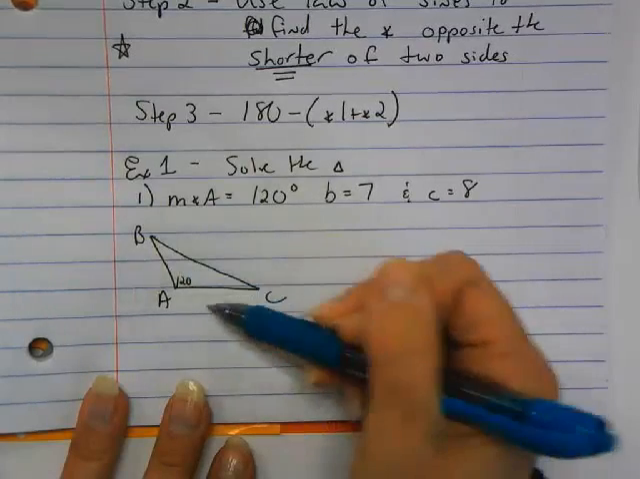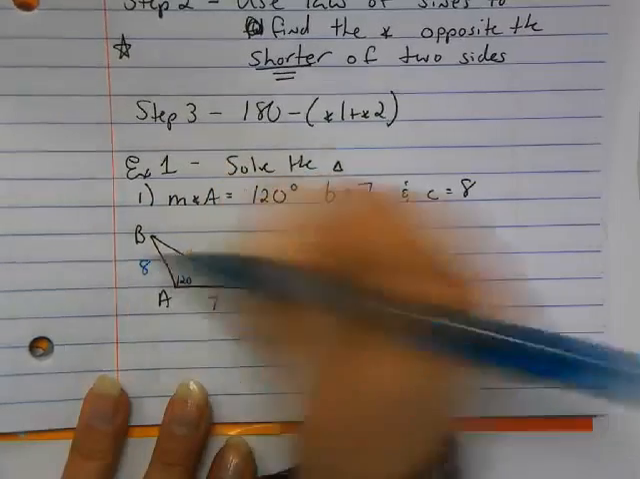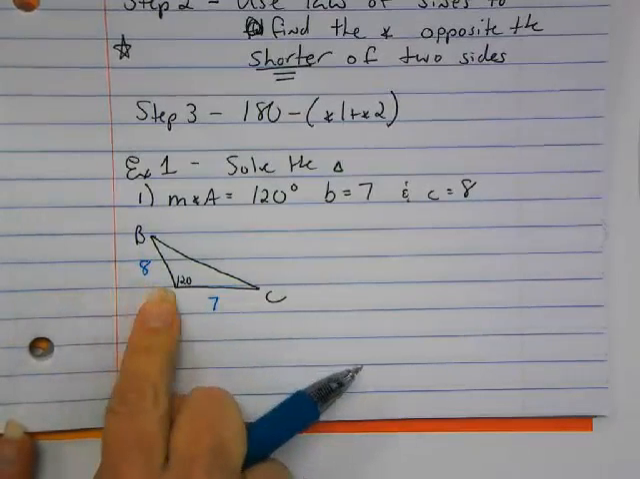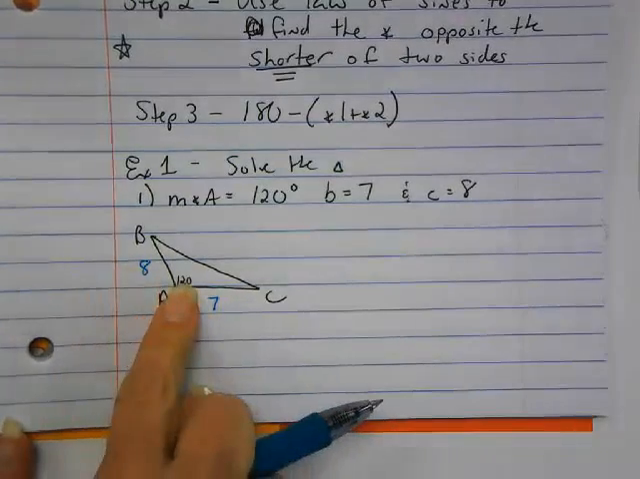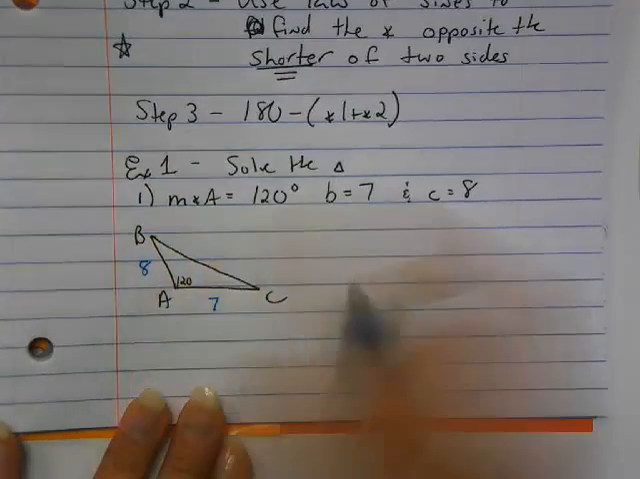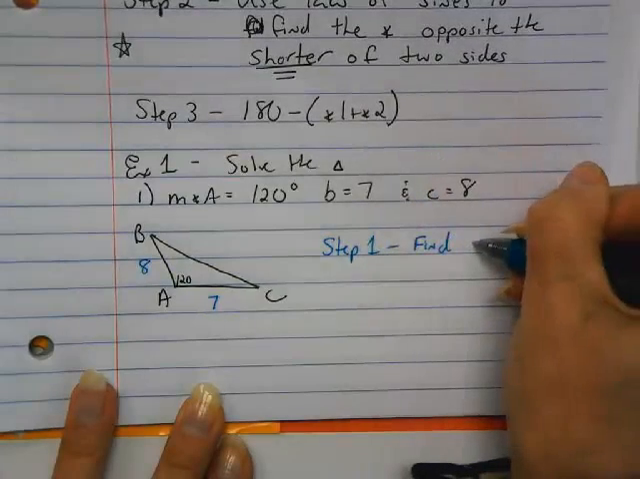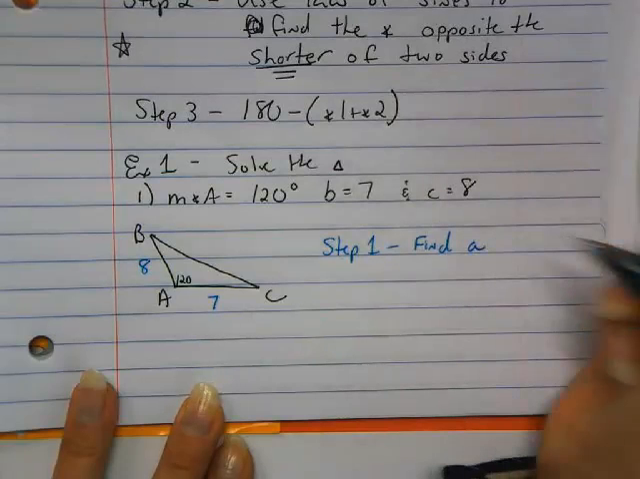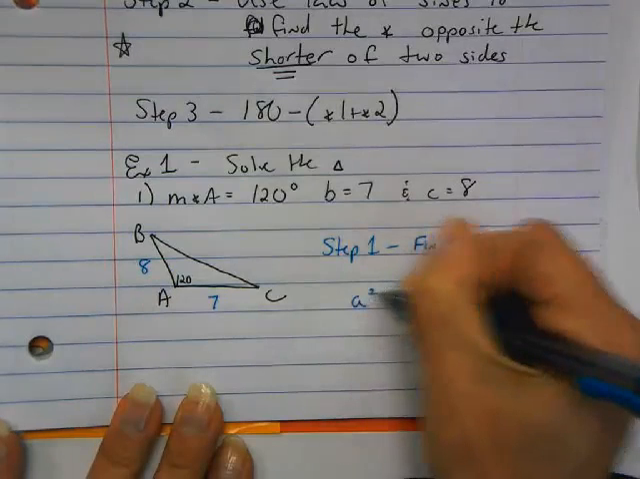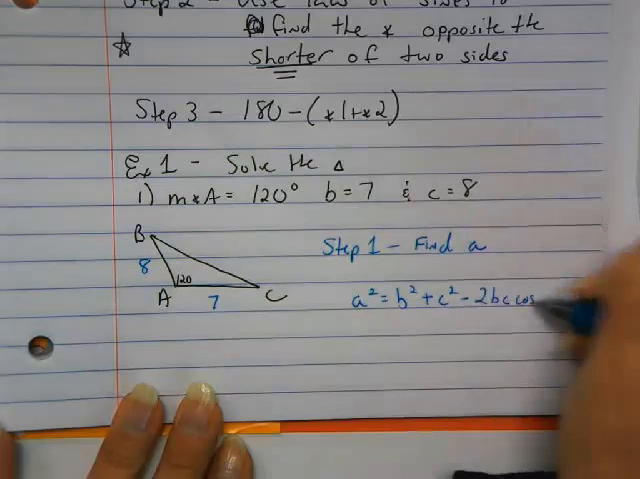So step 1 said to find the length of BC. Step 1, find little a. We use law of cosines: a squared equals b squared plus c squared minus 2bc cosine A. It looks like a little intimidating formula, but let's see how we're going to work it out. We don't know little a. We do know that little b is 7, little c is 8, and angle A is 120 degrees.